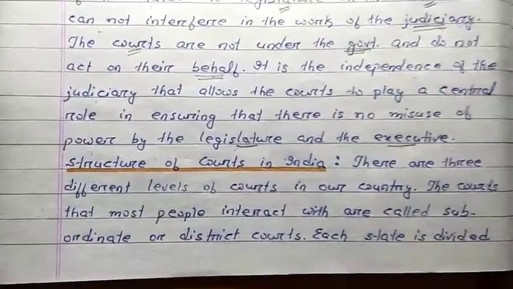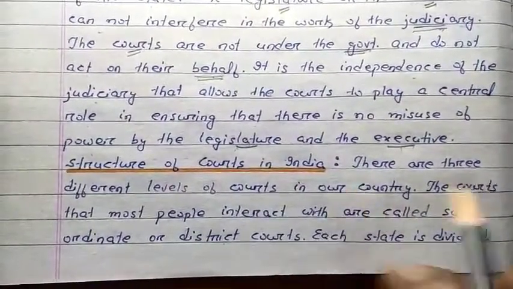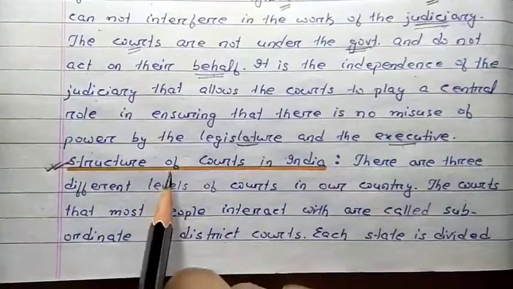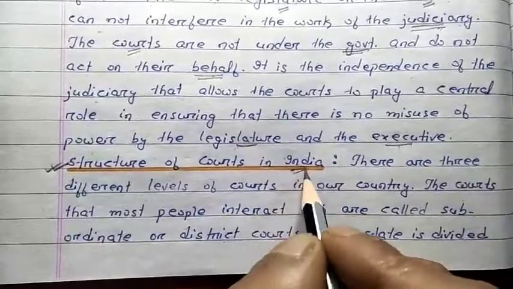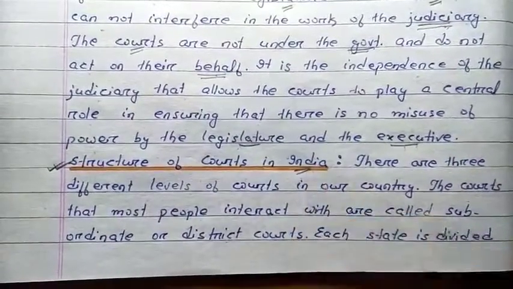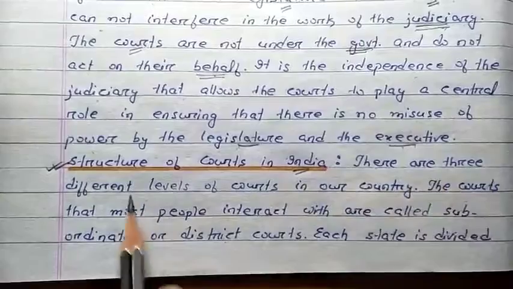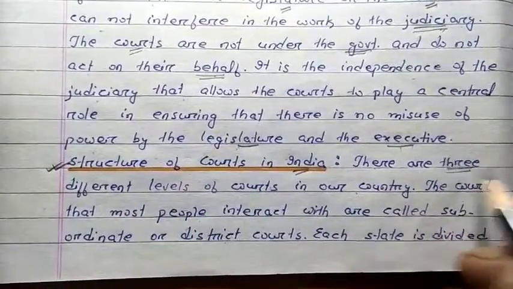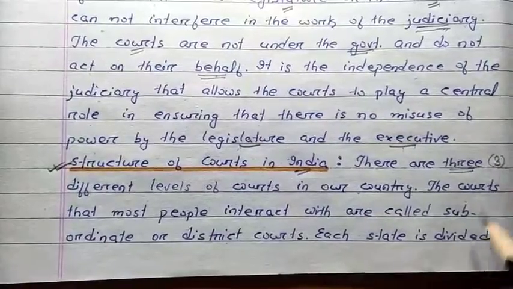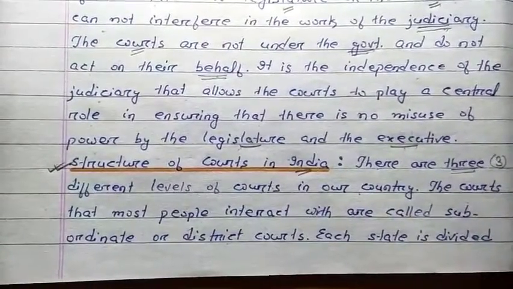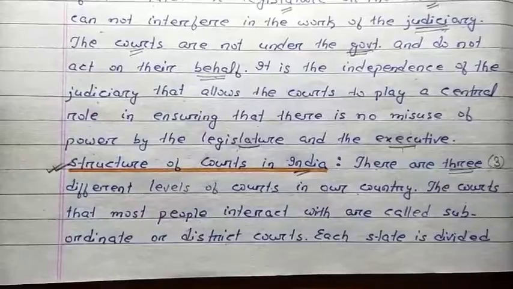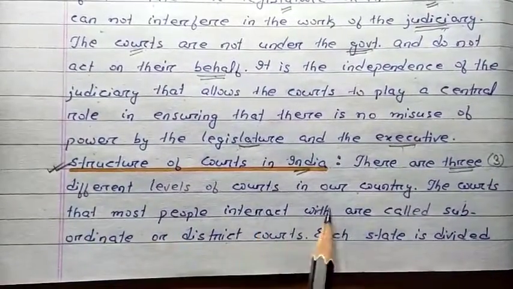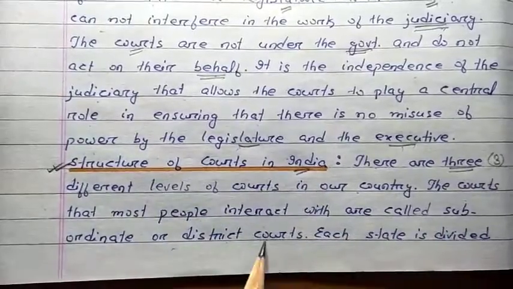Well, now we are going to study the last part of this video, the structure of courts in India. I hope everybody knows that in India we have three levels of courts. See, it is given here. There are three different levels of courts in our country. What are the three levels? One at the district level, one at the state level, and another at the top level, that is at the center. The courts that most people interact with are called subordinate or district courts.